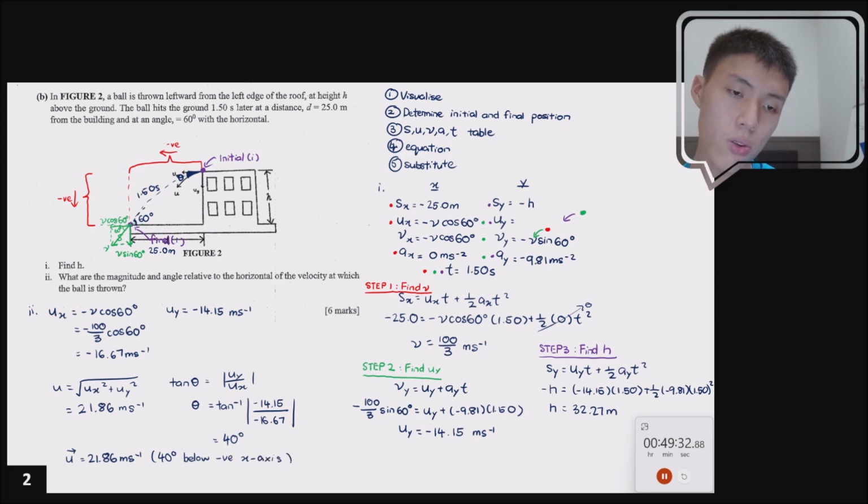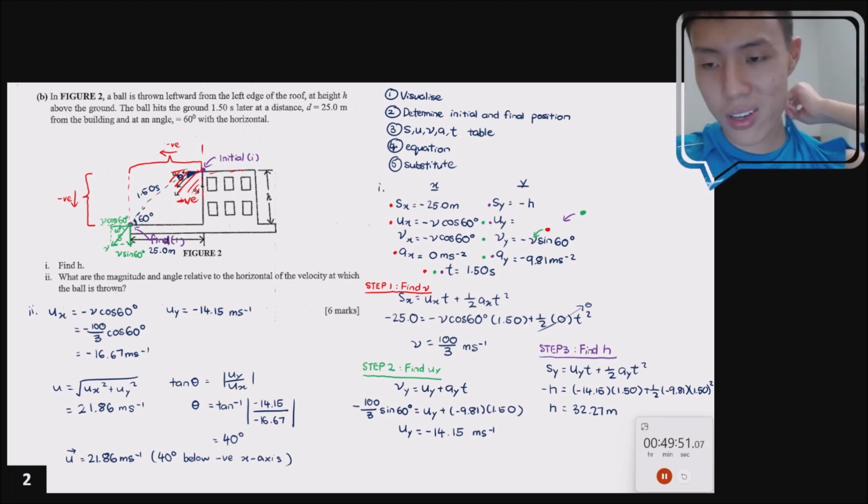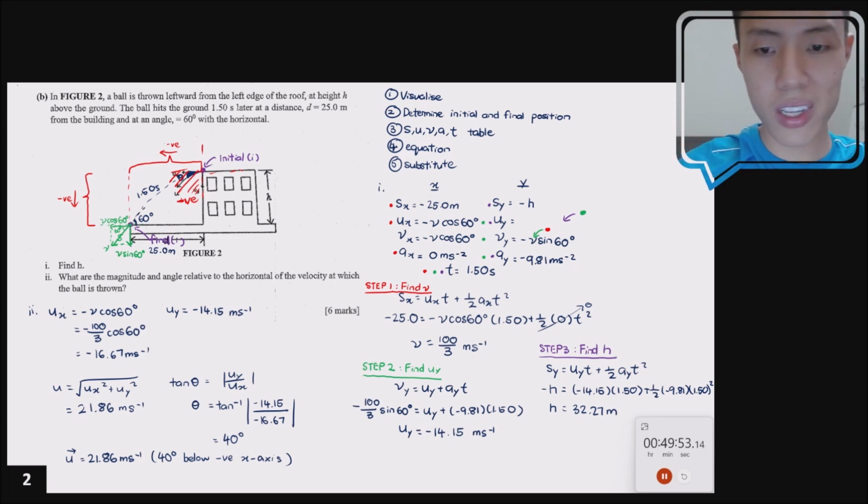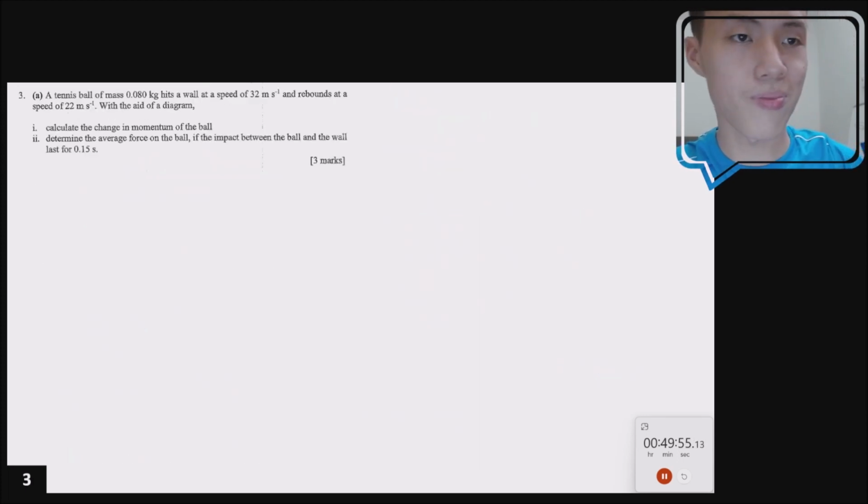Again, why is it below the negative x-axis? Try to sketch an axis over here. Then this section over here is below the negative x-axis. Okay, so that's it for question 2b. Wow, it's near 1 hour already. I should probably speed up a little. Let's move on to the next question.